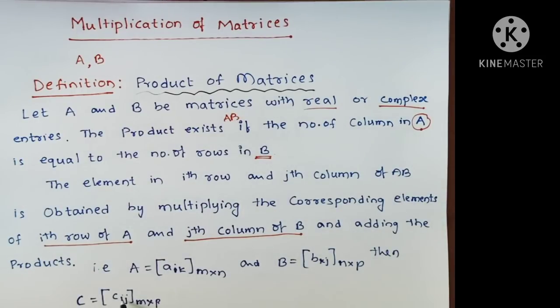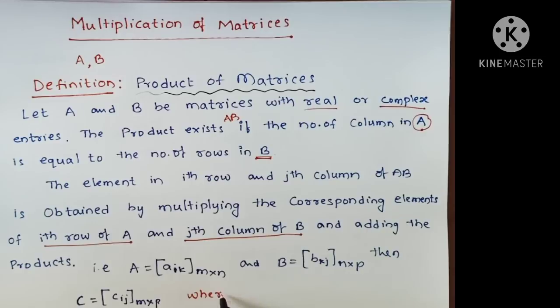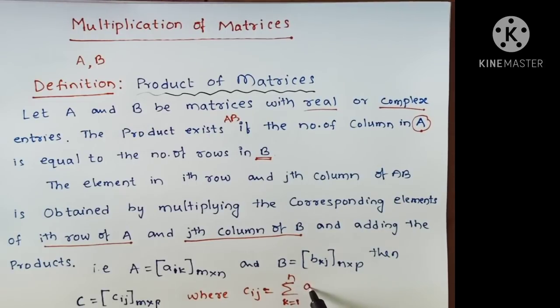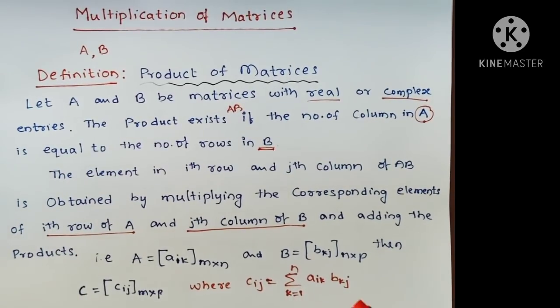We get the elements Cij by multiplying the ith row elements of the first matrix A with the jth column of the second matrix B and adding their products. That means Cij equals the summation, where k runs from 1 to n, of Aik into Bkj. So this is called the product of the matrices A and B.